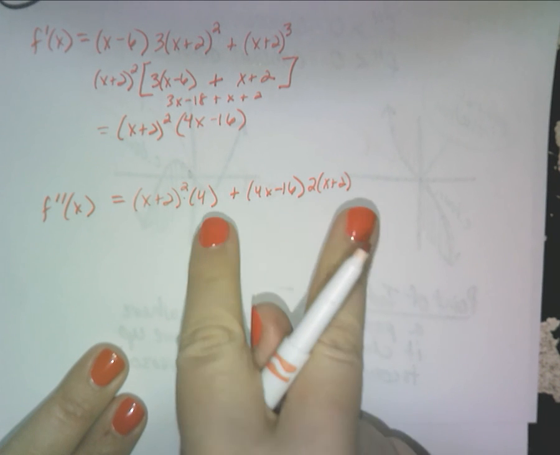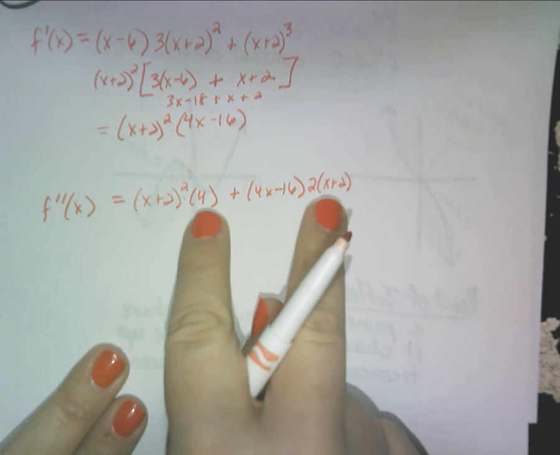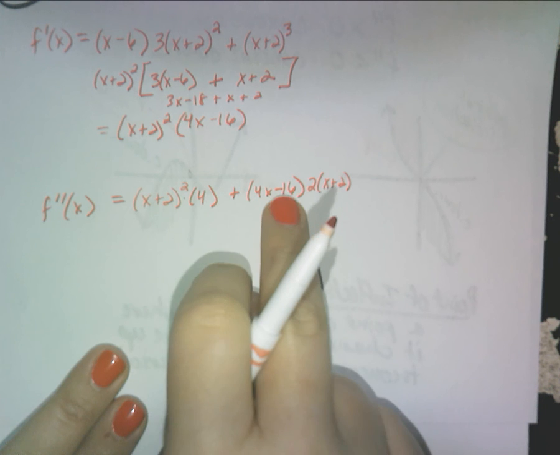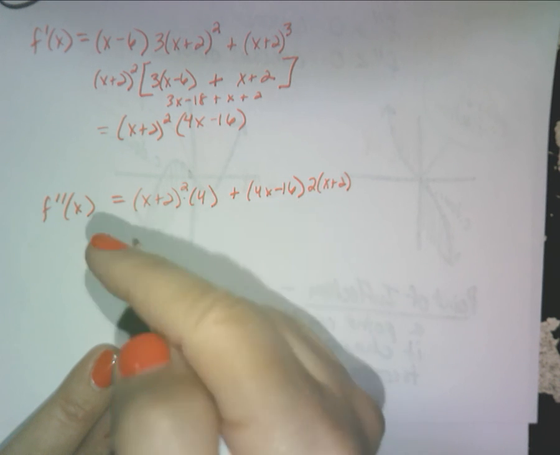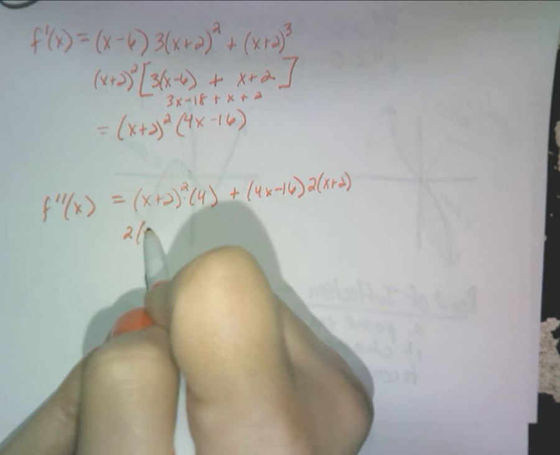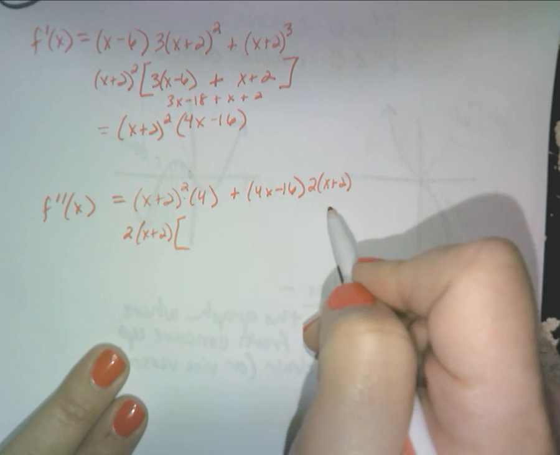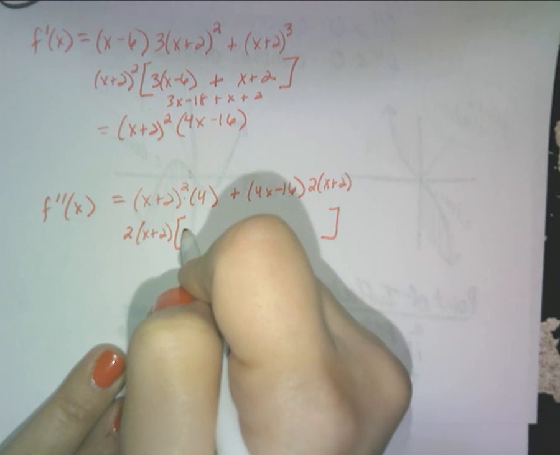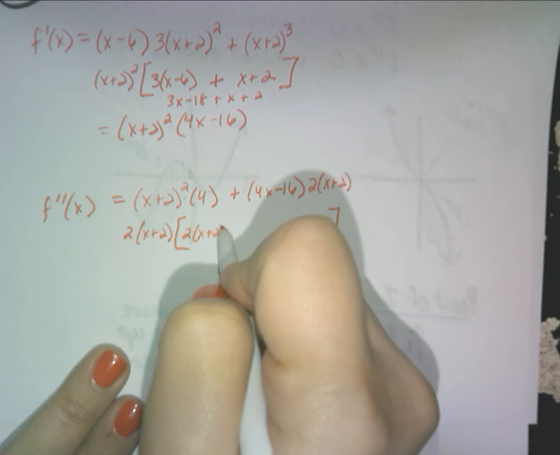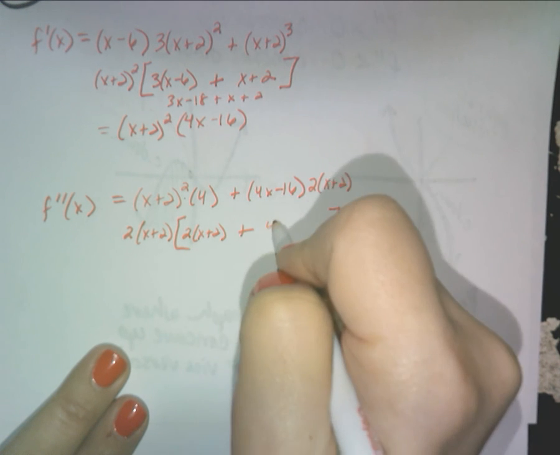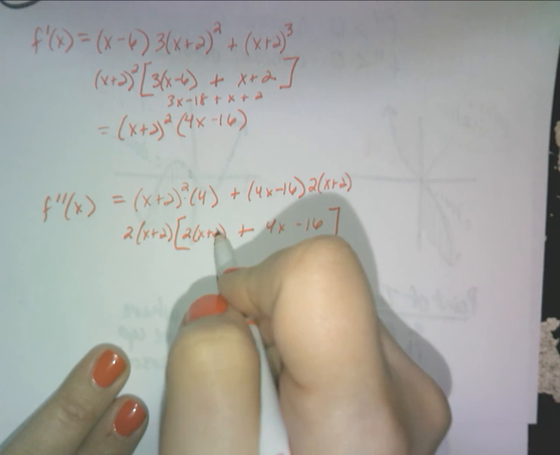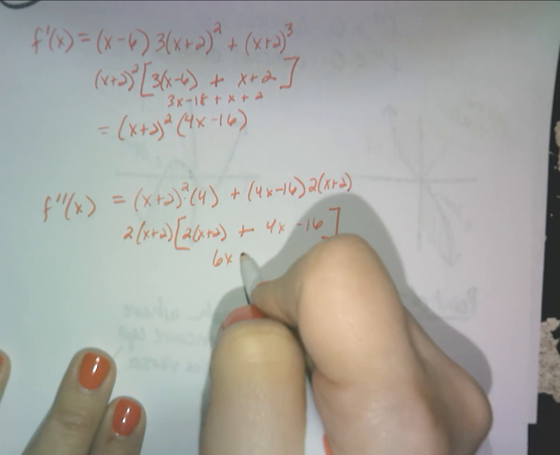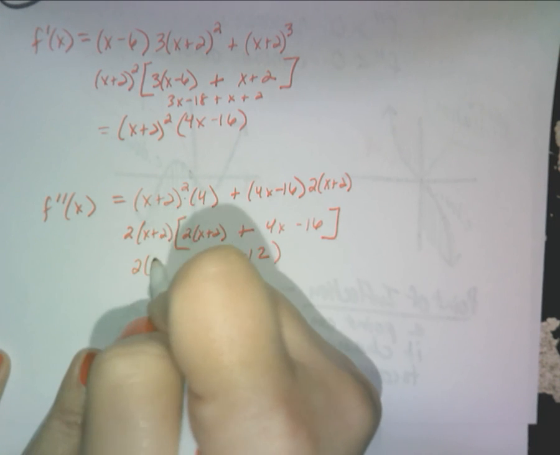Now I'm going to factor what I can out from each of these two. This has a 4 and this has a 2. I could factor out a 4 here, but I'm going to leave it like that and factor out a 2. I'm going to factor out an x plus 2 because they both have that. What would you be left with in each group? x plus 4, x plus 2, and plus the 4x minus 16. So 2x plus 4 would make 6x minus 12, times the 2 times the x plus 2.